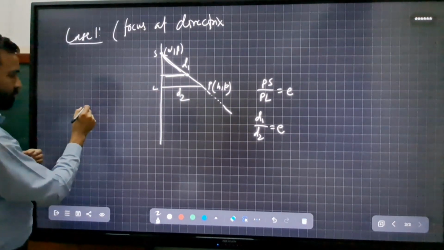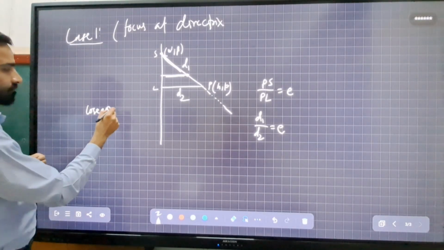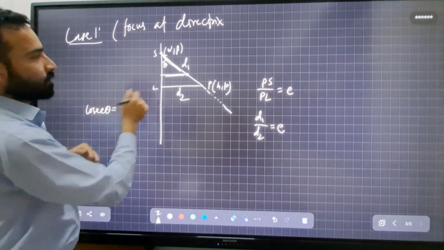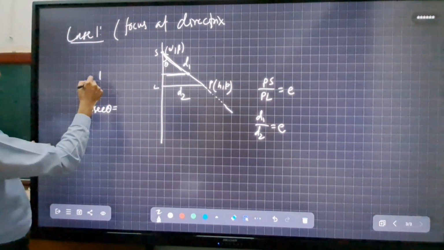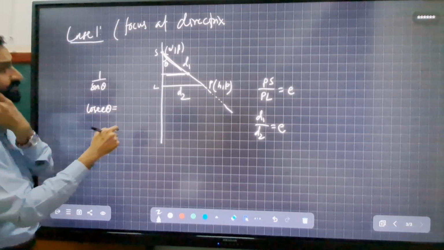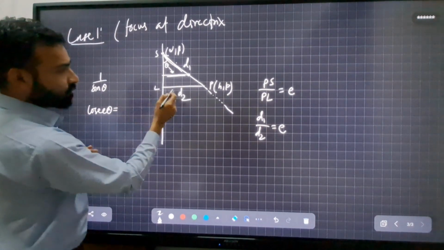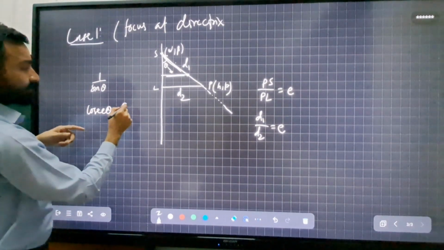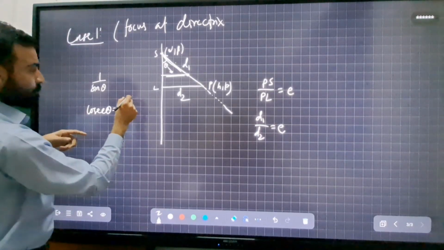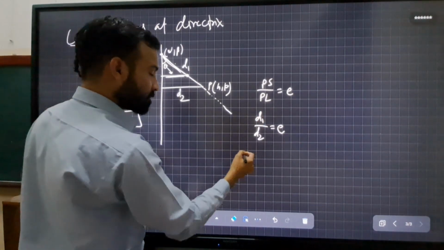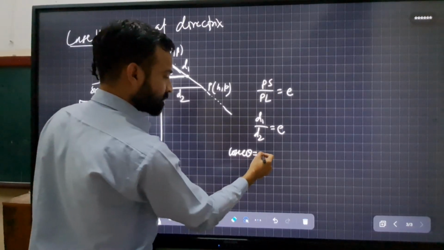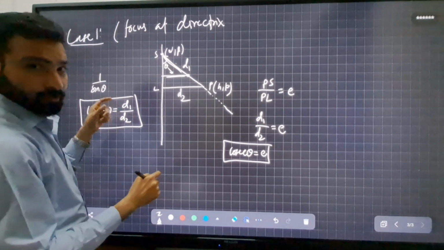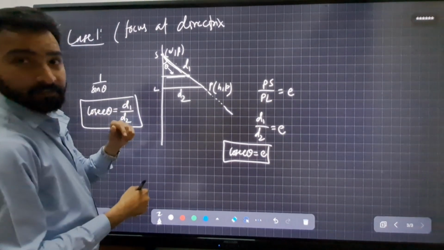Because now see, what is the value of cosec theta? Suppose this angle is theta here. So what is the value of cosec theta? That means 1 upon sin theta. So what is the value of sin theta? Sin theta means opposite upon this one. So opposite is d2 and this is d1, right? So here cosec theta is d1 by d2, right? That means this d1 by d2 can be written as cosec theta equal to e. Now if this d1 by d2 is constant, that means this angle is constant. This angle is fixed here, theta is fixed.